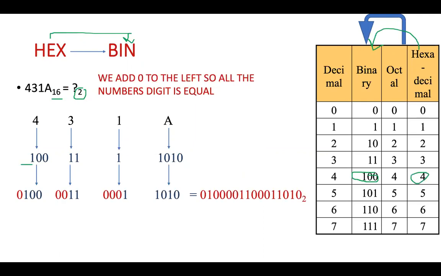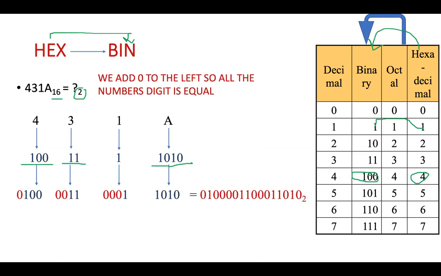So we will put 100. 3 is equal to 11. So we will put 11. 1 is equal to only 1. So we will put 1. And A, of course, is equal to 1010.